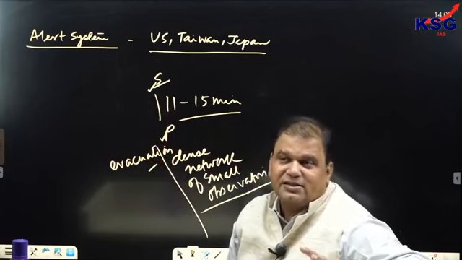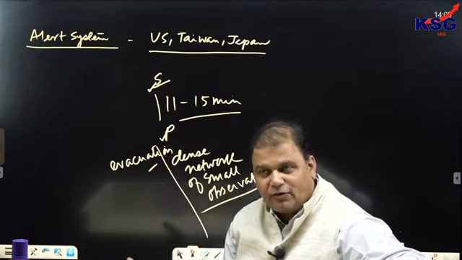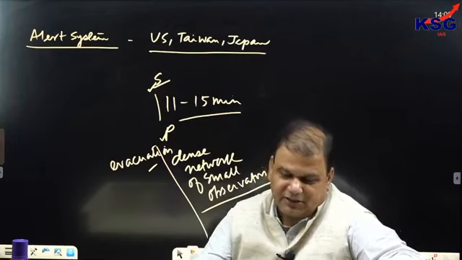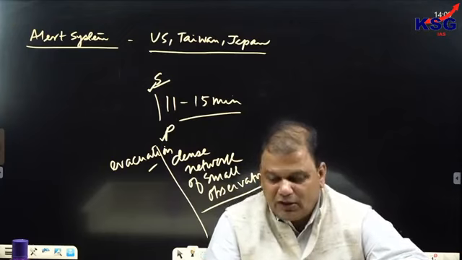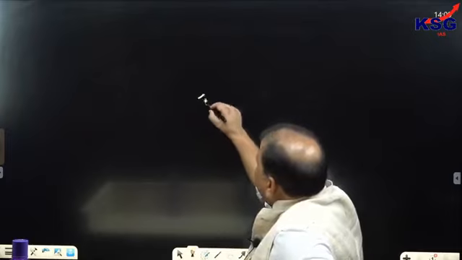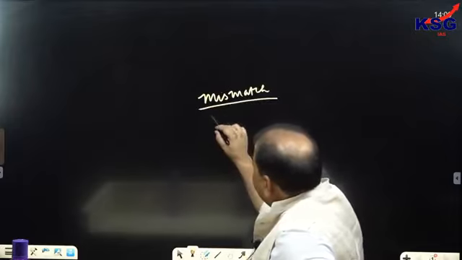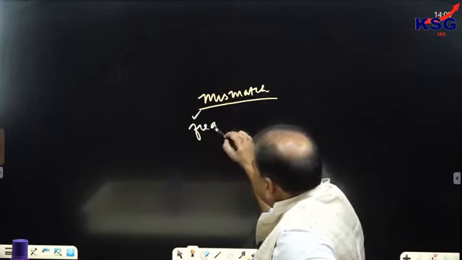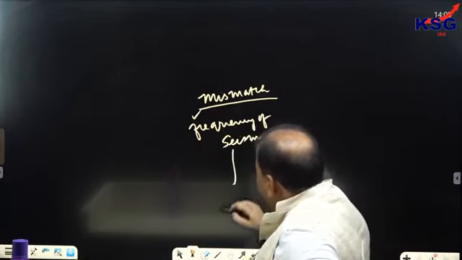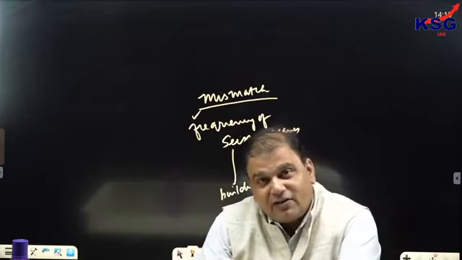And as far as earthquake resistant building is concerned, the first precautionary measure is to develop a mismatch between the frequency of seismic waves and that of the buildings.